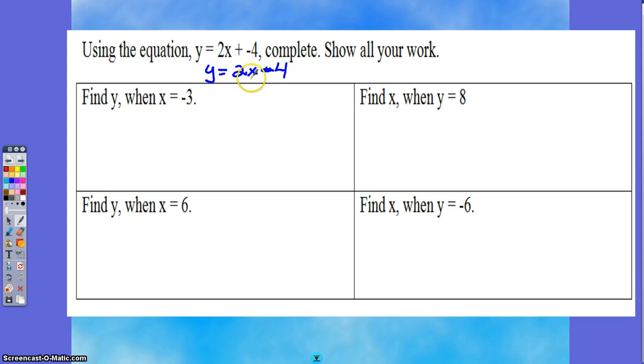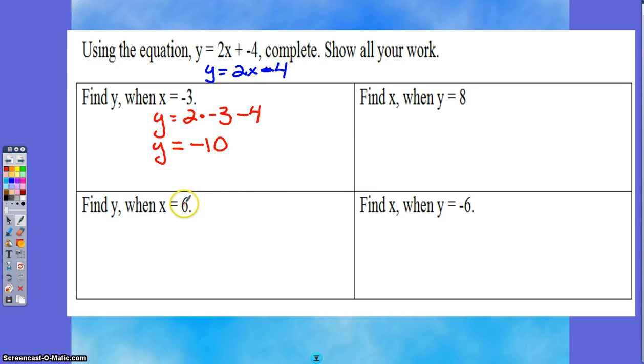So I need to put that in my x slot. So I would have y equals 2 times x, or negative 3, minus 4. Do that math, but make sure you use your order of operations. So do the multiplication before you do the subtraction. I have 2 times negative 3, which is negative 6, minus 4 gets you negative 10.